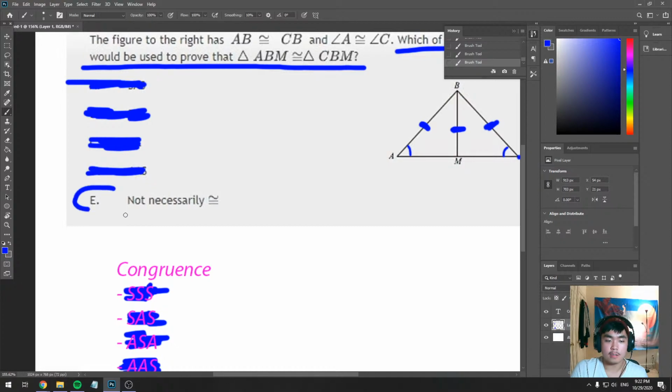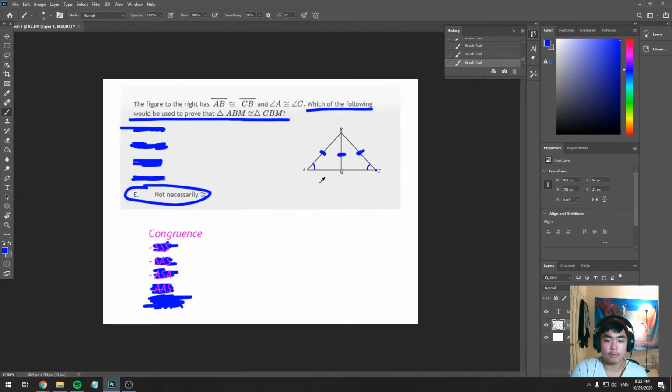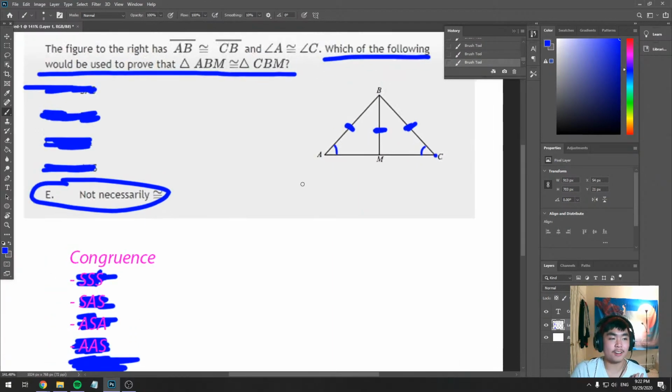So the answer is not necessarily congruent. What does that mean? It doesn't mean that they are not congruent. Clearly they do look like they're congruent. It just means that we can't prove that they're congruent. It's asking to prove 100% sure without a doubt that they're congruent, and we cannot. We have no idea whether they're actually congruent, whether it's just slightly off, whether the diagram is just tricking us. So, not necessarily congruent. That is the final answer for number 2.